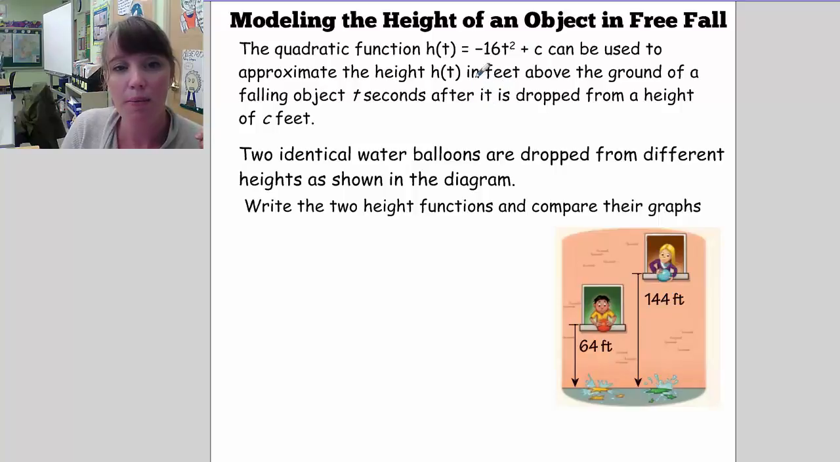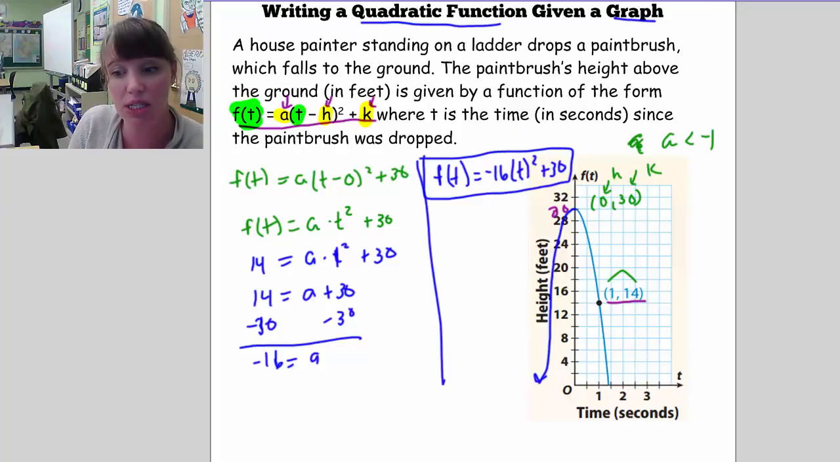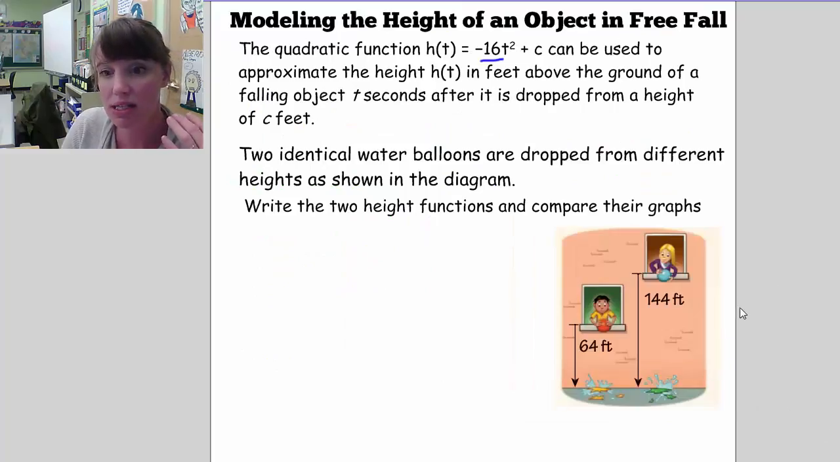Here, an object when it's falling always has an a value of -16, and that's why the paintbrush we saw last time had an a value of -16. That's the way that gravity interacts with the object as it's falling. So that -16 is always there when an object is falling from any height.